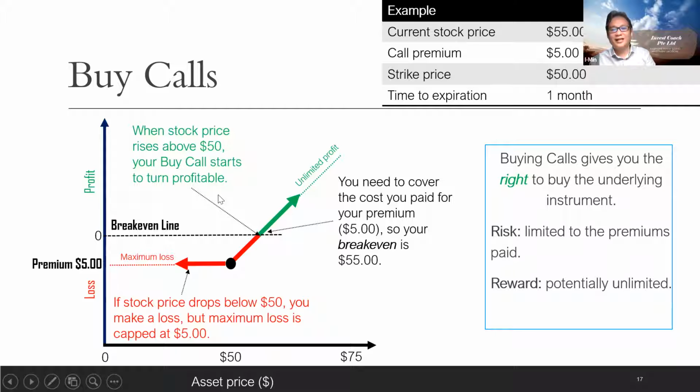Your loss is actually capped. Another benefit here is this. Let's say, for example, Apple stock is $55 and the Apple option premium is $5, assuming. If you think the price is going to go up and you buy the plain vanilla Apple stock, you have to pay $55 per share. But if you just buy options, you are only paying $5.